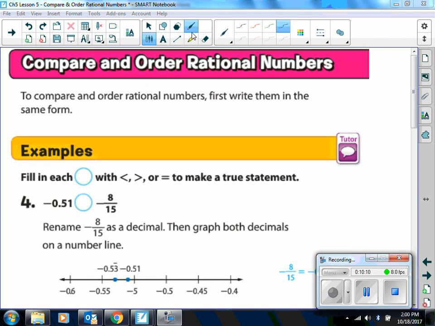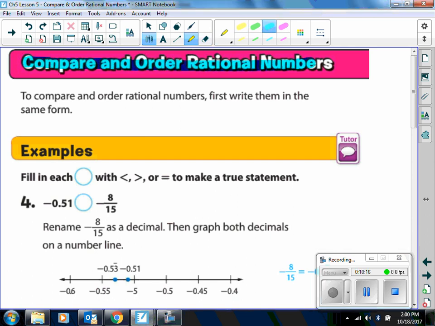So now we are going to compare and order rational numbers. Now remember, rational numbers are all of the numbers that you can write as fractions a over b, right? To compare and order rational numbers, the first thing you need to do is write them in the same form. Just like I've been saying, write apples and apples. They all have to be in the tenths place, or all the hundredths place, or all with common denominators. They have to either all be fractions or all be decimals. You got it? Okay? So let's take a look at example 4.